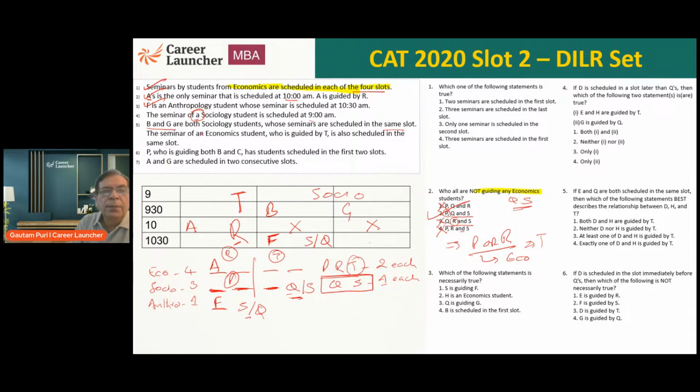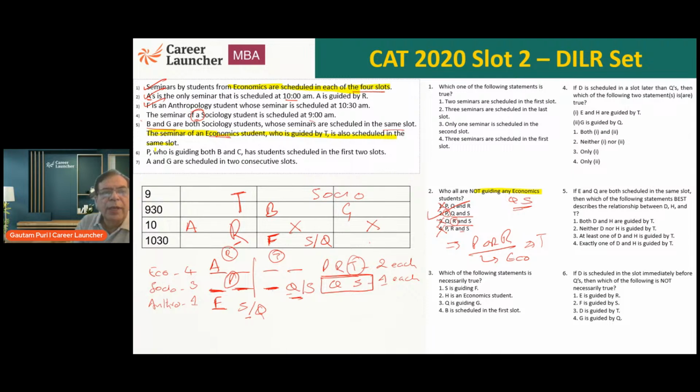Okay. B and G are both sociology students whose seminar is in the same slot. Okay. The seminar of an economics student who's guided by T is scheduled in the same slot. The seminar of the economics student guided by T, इसकी जरूरत ही नहीं पड़ी, ये तो हमने पहली जुगाड़ से निकाल लिया था. Whatever is given in the second part of statement 4, this we have already found out with the help of the jugaad that we used of checking question number 2. Okay, so we don't need this. Chodo. We already know there's an economics student out here.